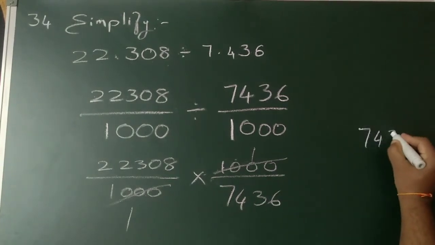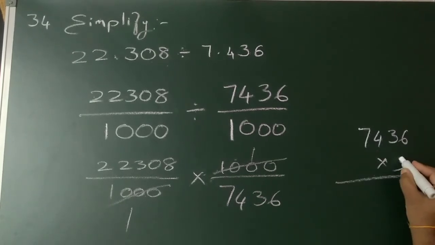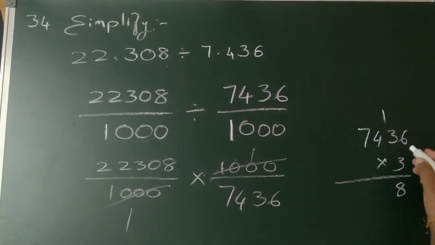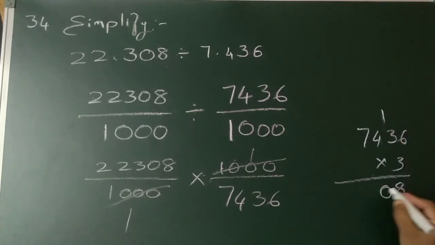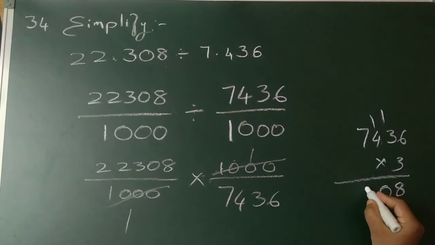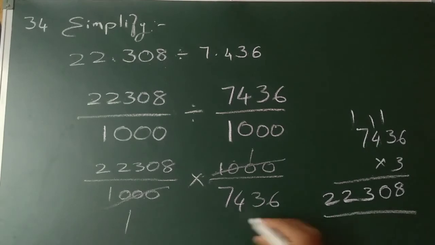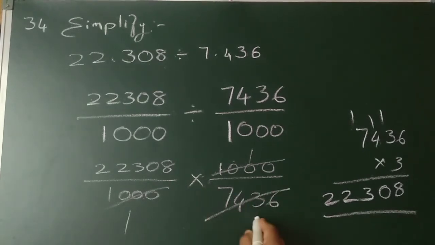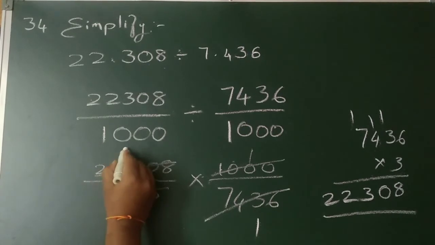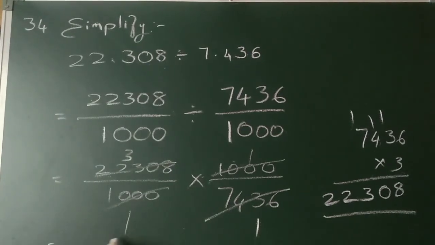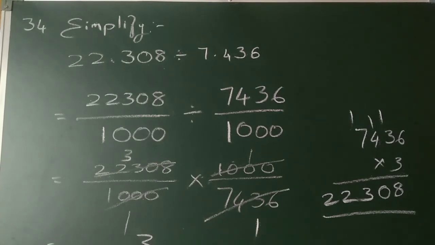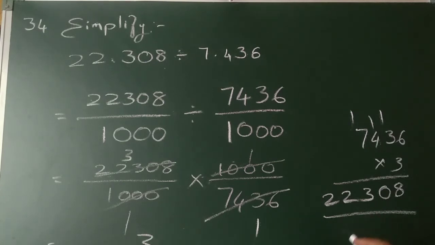See, 7436 into 3. 3 6s are 18, upside 1. 3 3s are 9 plus 1 is 10, upside 1. Then 12 plus 1 is 13, upside 1. So 21 plus 1 is 22. See, I got it. So I am using this table, 1s are, 3s are. So finally the answer is 3. Got the technique? I use the unit digit of what is coming, and according to that I take the number.